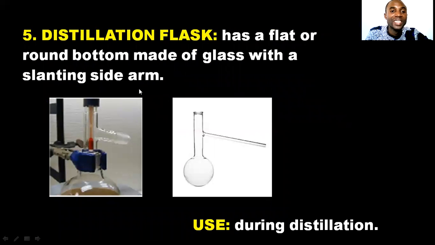All right, the next one is the distillation flask. This is a distillation flask. This is also a distillation flask. It depends on the size and the one you want. This is for flat bottom, and this is for round bottom, made up of glass with a slanting side arm. You can see this arm is slanted. It is used during distillation.